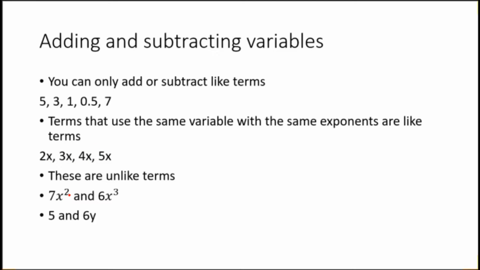And over here we have unlike terms. They both have an x, but this is an x squared, and this is an x cubed. And over here, this is unlike because this is 5 with no variable, and this is 6 with a y variable. So they have different variables. So we cannot add these examples here because they do not have the same variable. We can't subtract them either.